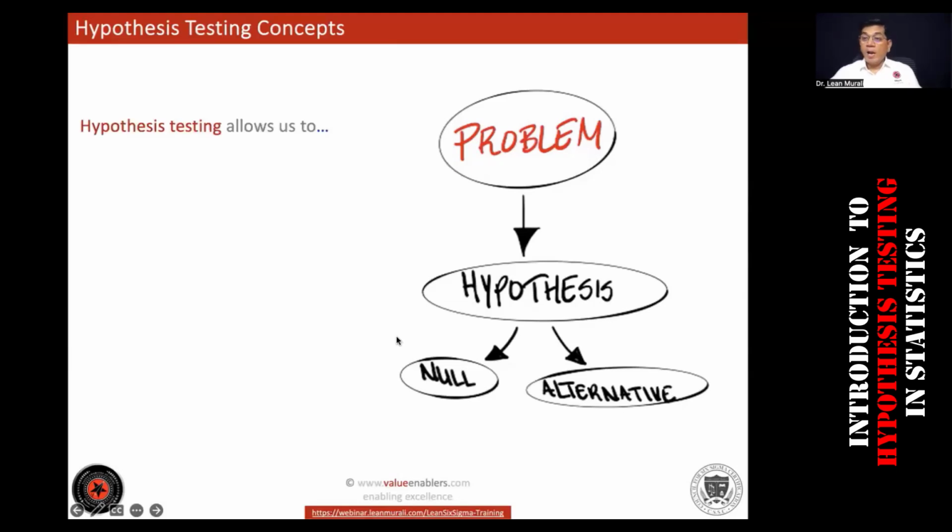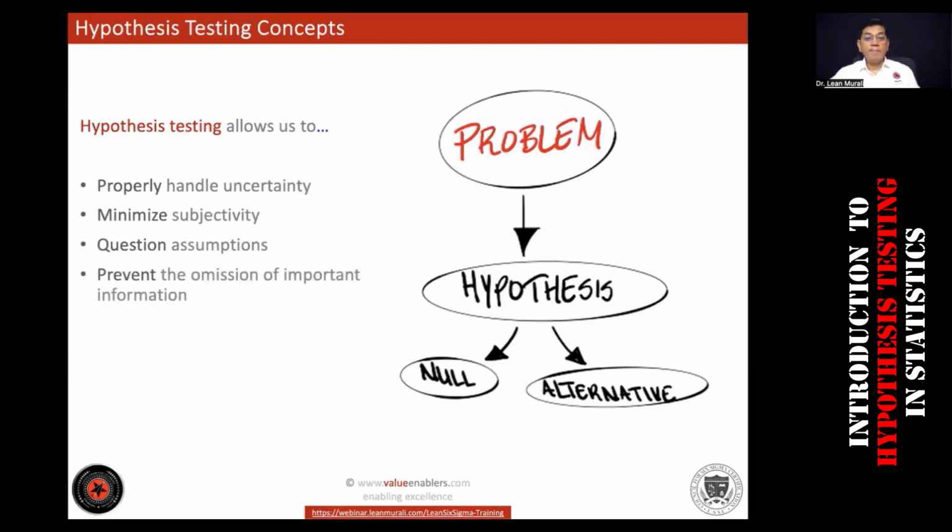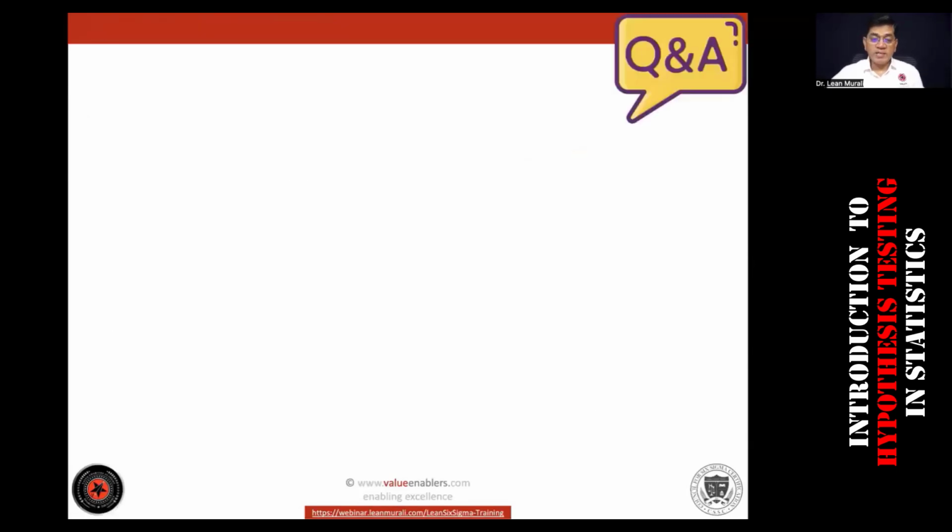Okay. So hypothesis testing means you're claiming something. You're validating some claim. That is called hypothesis testing. It will help you to handle uncertainty, minimize subjectivity, and question some assumptions. It will challenge some assumptions, prevent the omission of important information, and manage the risk of decision errors.